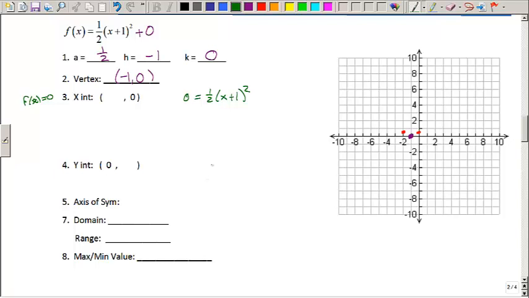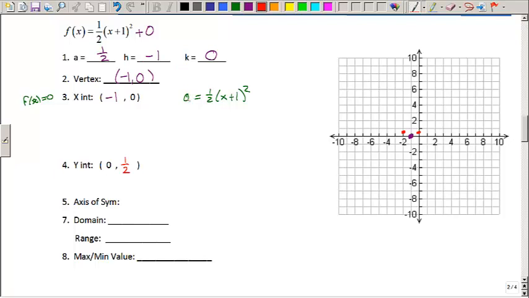Although, can anyone look at this picture and already tell me what my x-intercept is? Well, sure, my x-intercept is right here on the x-axis at -1, 0. Similarly, the y-intercept is already graphed on my y-axis here at 0, positive 1/2. I've already found the x and y intercept just using my a, h, and k information from the function.